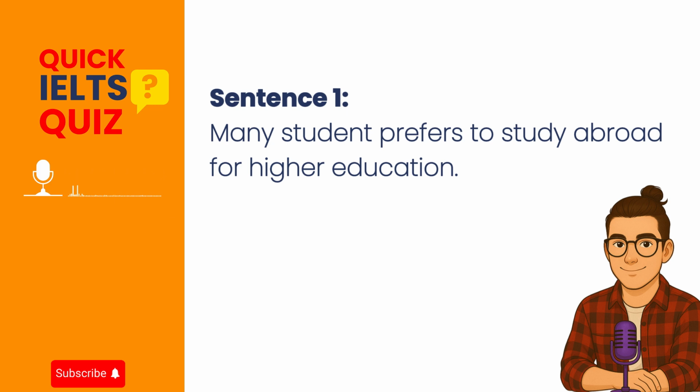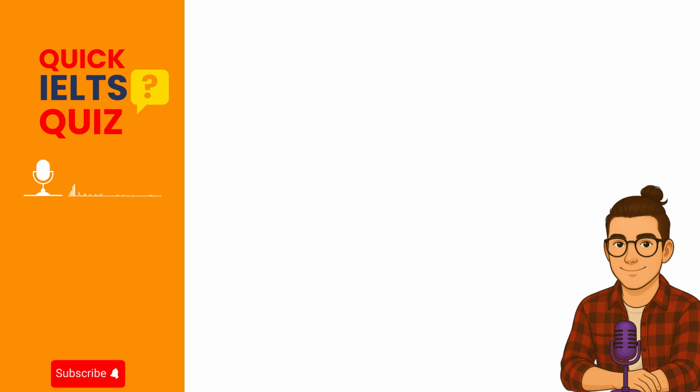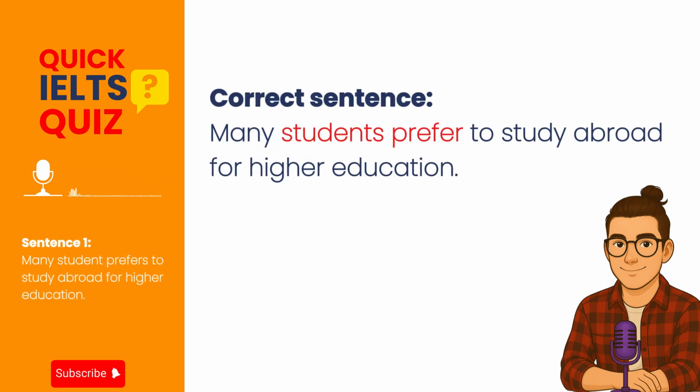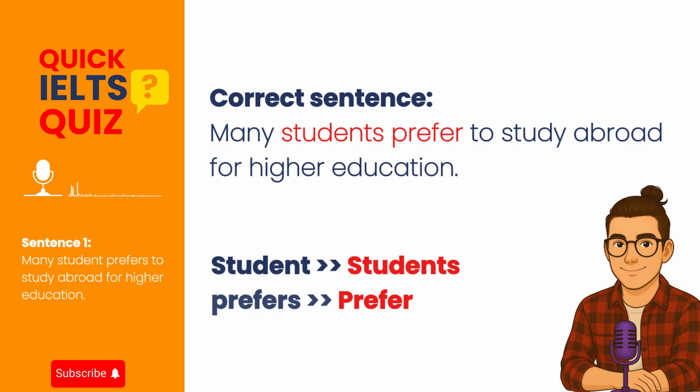Sentence 1. Many student prefers to study abroad for higher education. You have 5 seconds to find the mistake. Let's break it down. First, the word student should be plural. We're talking about many people, so it should be students.